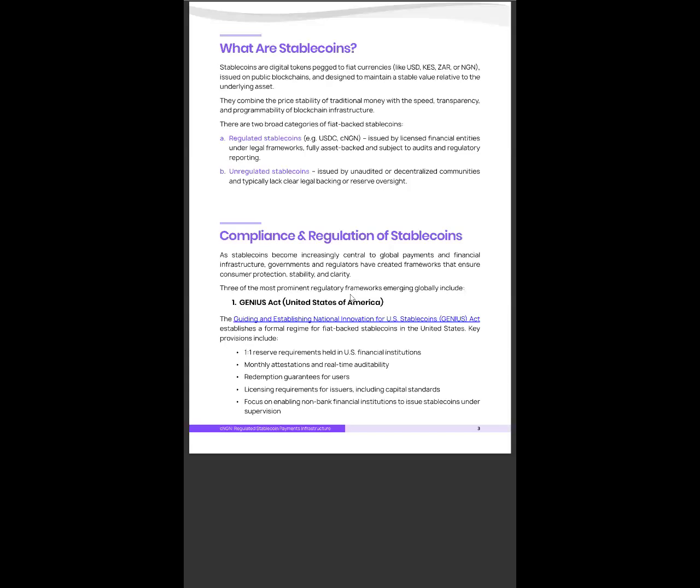It means that your auditors must go through all your transactions every month and confirm that everything is in order. Redemption guarantees for users, licensing requirements for issuers, including capital requirements, with a focus on enabling non-bank financial institutions to issue stablecoins under supervision, right? So MiCA is the European one, and this covers the entire EU: France, Norway, Netherlands, Germany, everywhere in the European Union. It creates disclosure rules and gives governance. The EU doesn't play when it comes to these things.